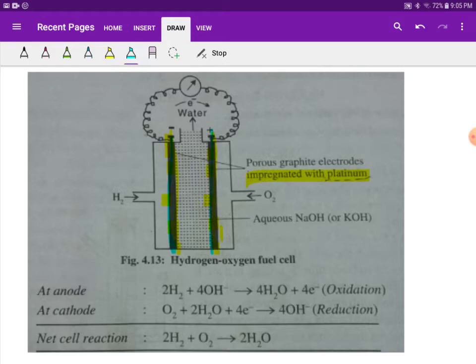One, the left graphite acting as the cathode, acting as the anode, while the right electrode acting as the anode. And in between the two electrodes, there is an aqueous concentrated solution of KOH or NaOH, which is the electrolyte. Okay.